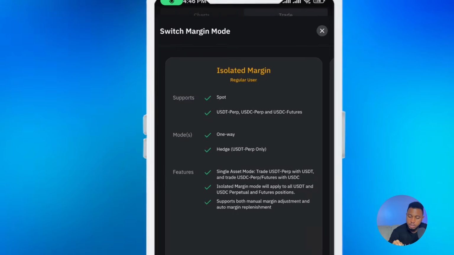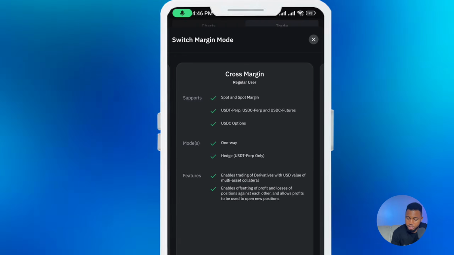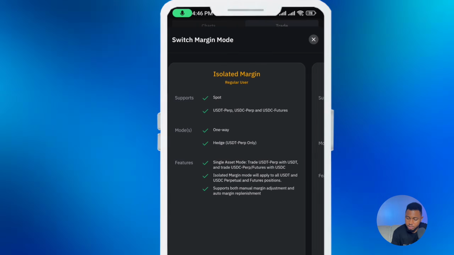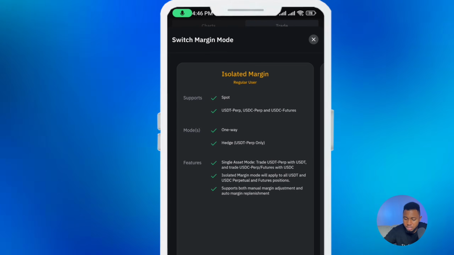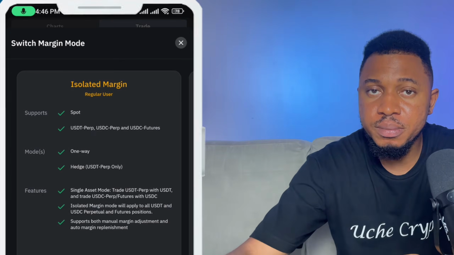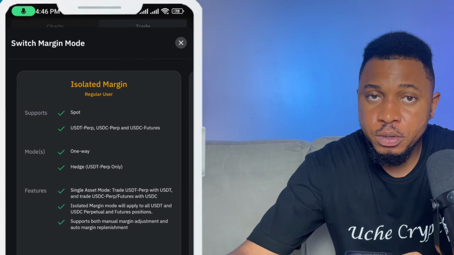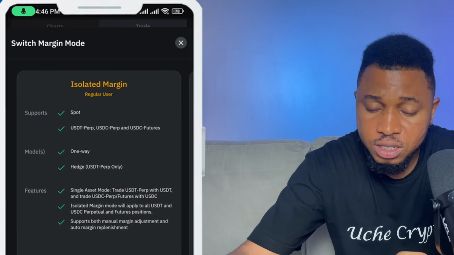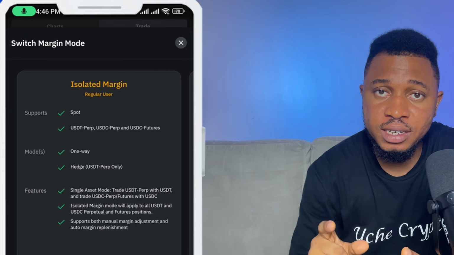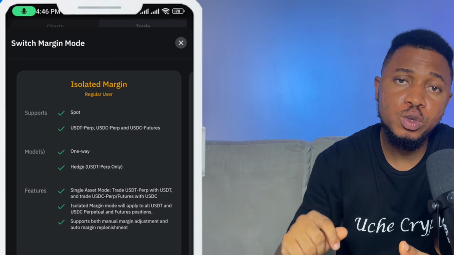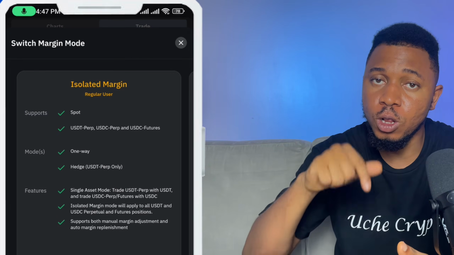I want to click on it, and right here there are about 3 sections: isolated margin, cross margin, and portfolio margin. Now let me explain what isolated margin means. Isolated simply means that, remember that I deposited $10 in my unified trading account. Now let's say out of the $10, I entered with $5 and I speculated that Bitcoin is going to go up. So I actually clicked on long to do that.